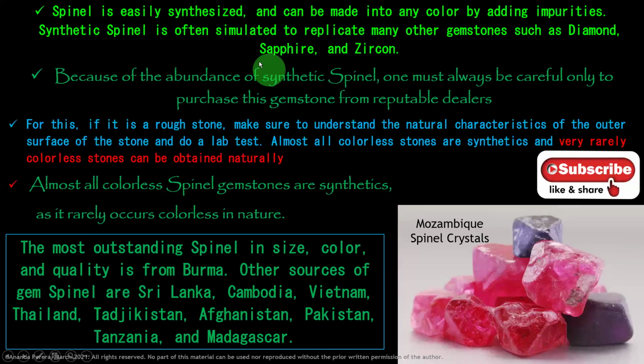Now I move here. This is the Mozambique spinel crystals. Look at the octahedral shapes. 8 sides. 1, 2, 3, 4. The other side also 4. The shape is like diamond crystals.